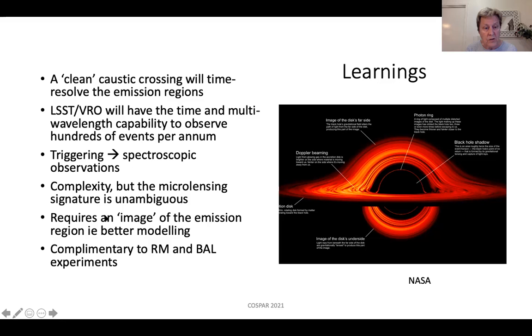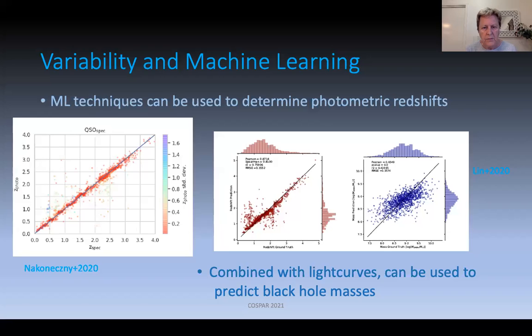Although the interpretation is complex, the microlensing signature is unambiguous, and if we can get that image of the emission region, then we should be able to model it in detail. And this is quite complementary to the reverberation mapping and BAL experiments.